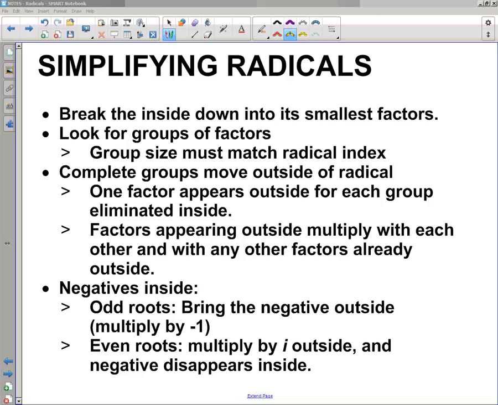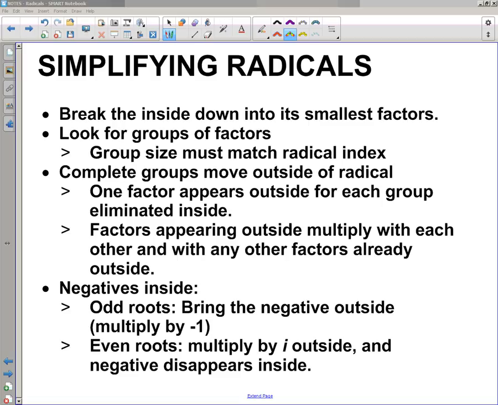Okay, these are our notes on simplifying radicals. I've got some words up here, then we're going to do one example, actually a couple examples. The idea basically is, if we want to simplify radicals, we want to move anything that we can from the inside of the radical to the outside of the radical. We want to leave as little behind on the inside of the radical as possible.